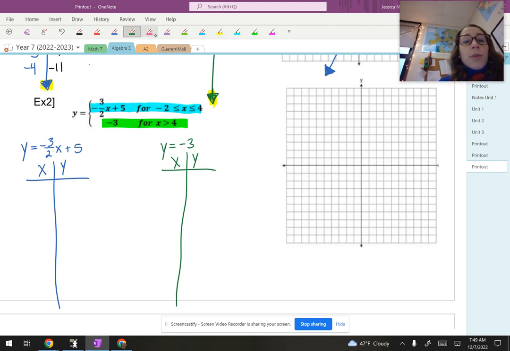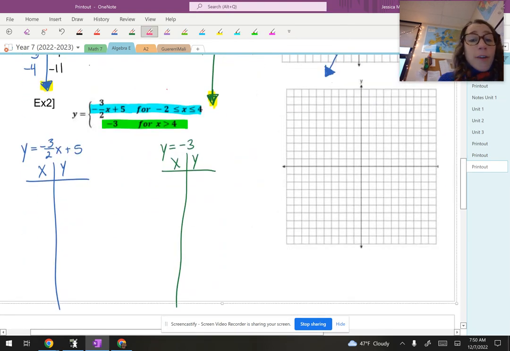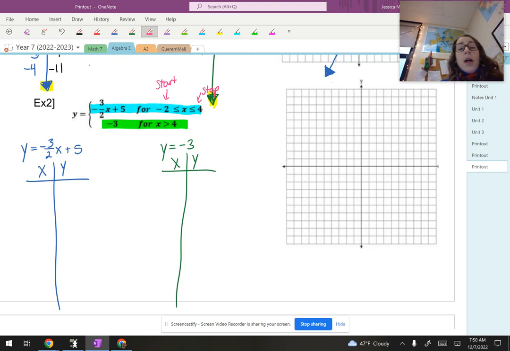All right, looking at my rules for where I'm going to start and where I'm going to stop here, notice how this inequality was written a little differently than our first example. In our first example, we just had start points. We didn't have any stop points, which is why we had arrows at each end. In this one, with this equation, we have both a start point and a stop point. And notice how both of those inequalities have the lines underneath them, meaning that both of those points are going to be closed circles.